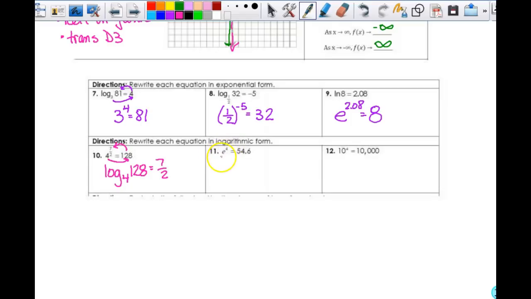This base is e. So here's a lot of things I saw that was not good. Log base e. Although that's a true statement, we don't write it like that. You also don't write it like this. It's just the natural log. So the log base e is the natural log of 54.6, and that equals 4. Then here, same thing. The base is 10, so log base 10 is just the log of 10,000, and that's equal to 4. Okay. All right.